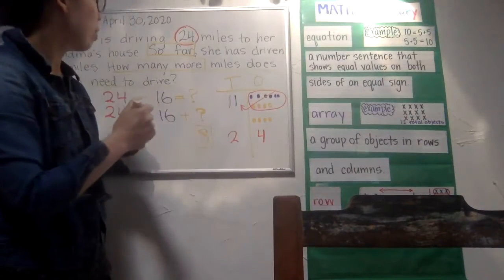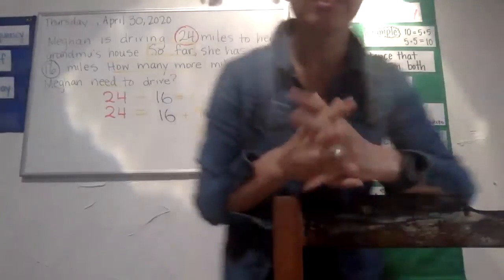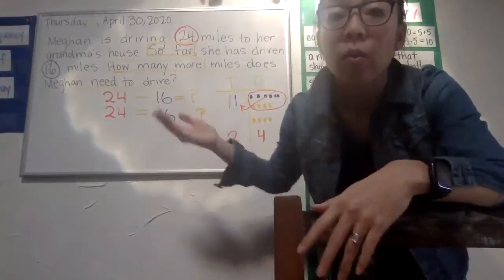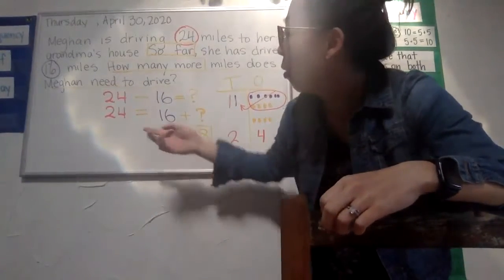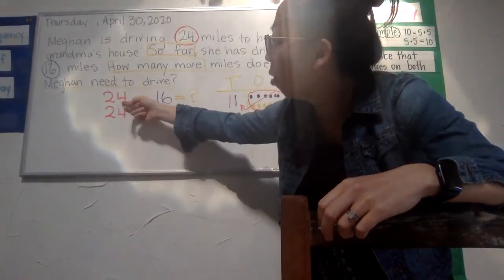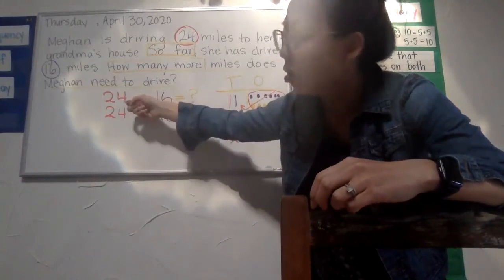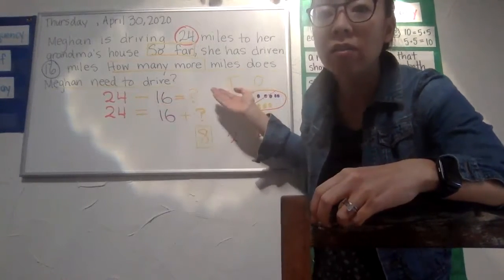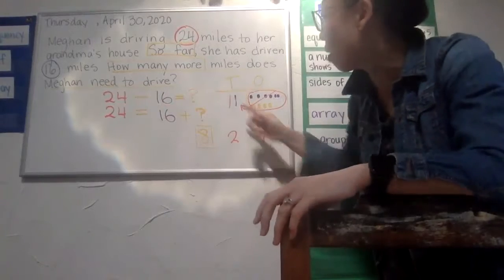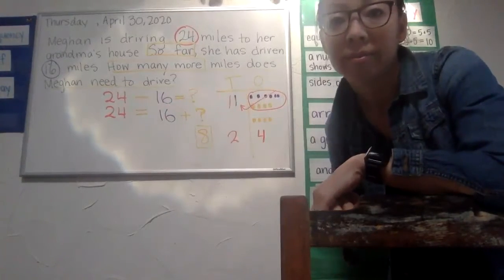So how many more miles does Megan need to drive? Megan needs to drive 8 more miles. We can do an unknown addend, and we can add that in to figure out when we already have a sum. Or we can have a subtraction problem where we take the total and we subtract what has already happened. That gives us the difference. Guess what? They're the same thing. It gives us the difference of 8.